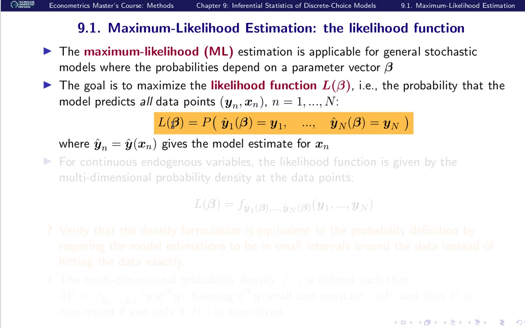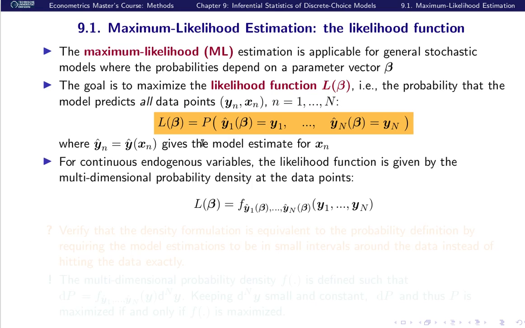So the likelihood is the probability that the model predicts all the outcome of the first observation, of the second observation, until the nth observation, which is a decision in this case. And then we maximize this likelihood with respect to the parameters beta, giving rise to a nonlinear optimization problem. So that is the case for discrete models such as discrete choice models, but we can also use the maximum likelihood for continuous models, that means continuous endogenous variables.